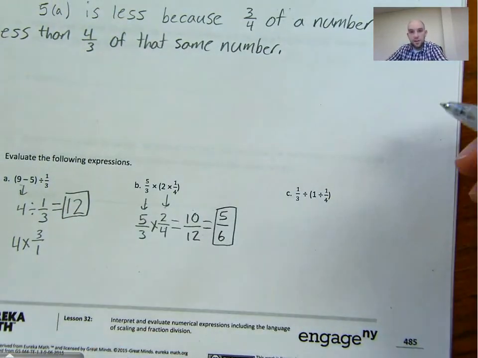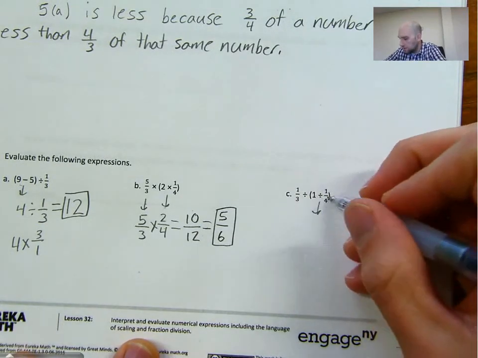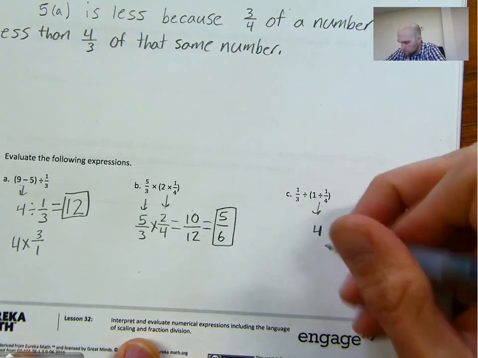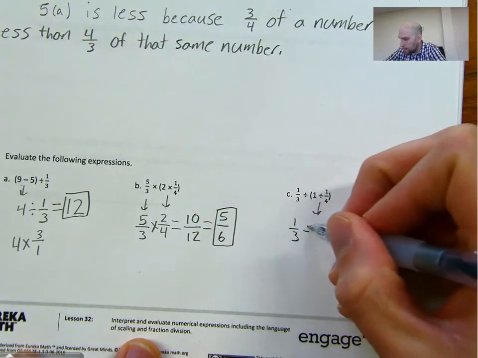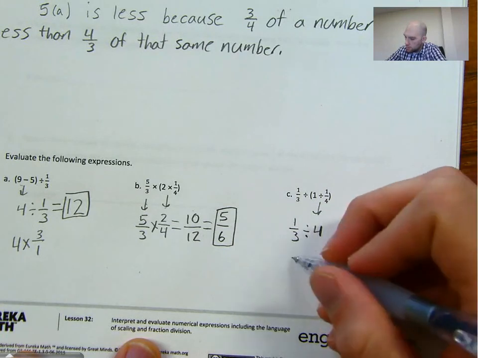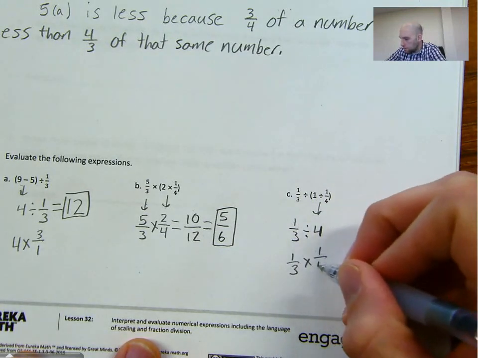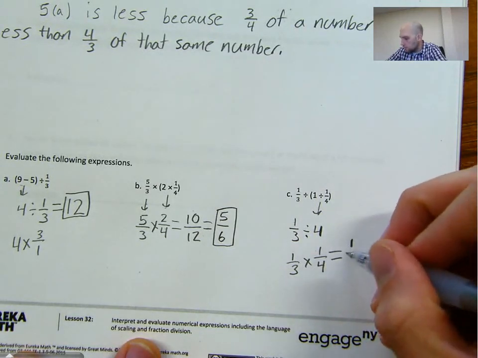And finally, letter C says 1/3 divided by 1 divided by 1/4. Well, this 1 divided by 1/4 is the same as 1 times 4. That's going to give us 1/3 divided by 4, which is really 1/3 times 1/4, which equals 1/12.